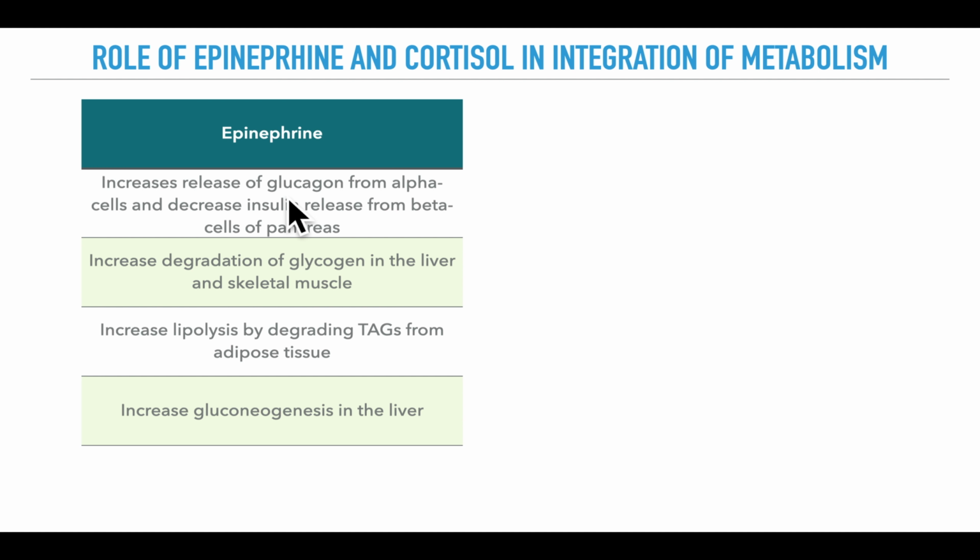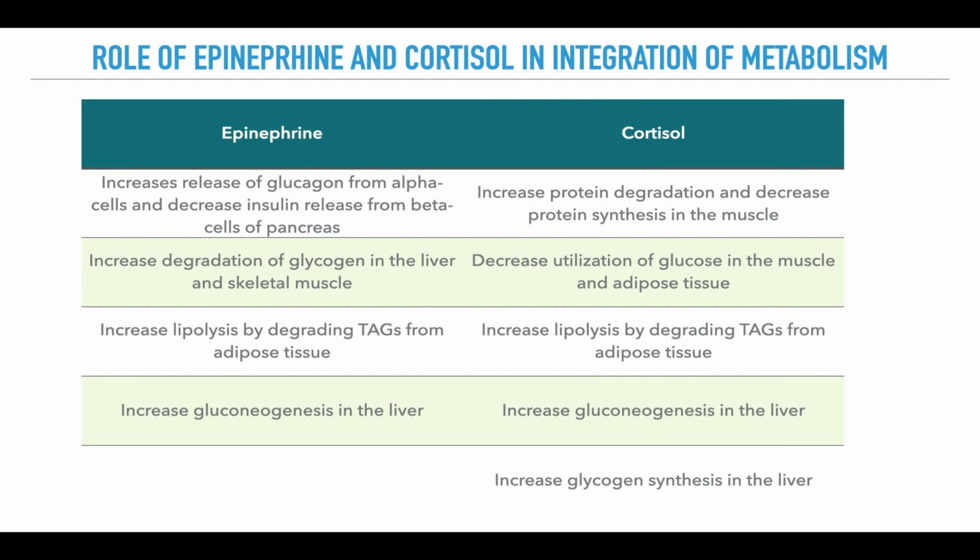Epinephrine increases release of glucagon from alpha cells of the pancreas and decreases insulin release from beta cells of the pancreas. It increases degradation of glycogen in the liver and skeletal muscle, and increases lipolysis by degrading triacylglycerol from adipose tissue by keeping hormone sensitive lipase active. It increases gluconeogenesis in the liver.